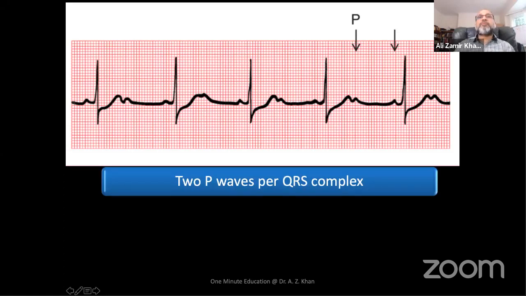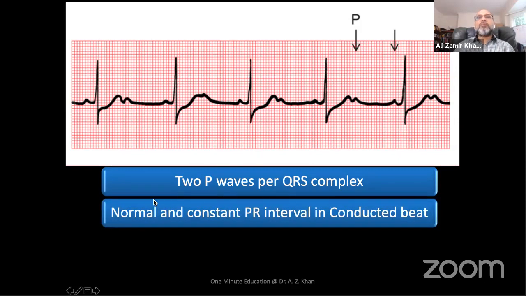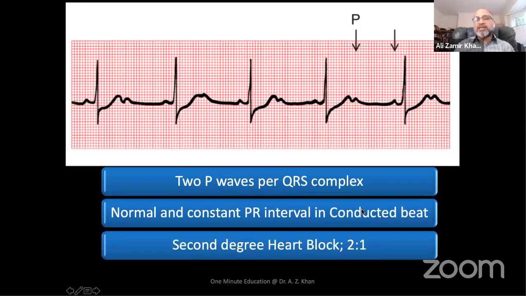There are two P waves per QRS complex. Can you see that? One and two. Two P waves and one QRS. Again, one P and two P, this is getting merged with the T, but definitely there's a separate bump. Two P waves with one QRS complex, with a normal and constant PR interval in a conducted beat. So this is a second degree heart block. It's very simple. One P wave is not conducting, and then one P wave is conducting. So this is a second degree heart block, but the important thing is 2:1. This is how you say 2:1.